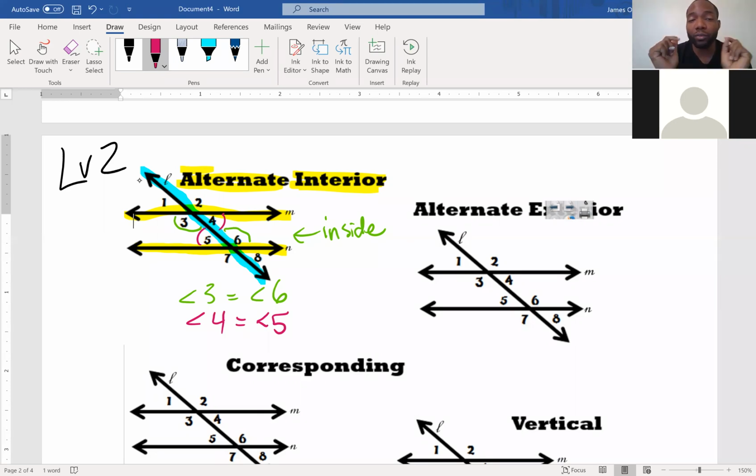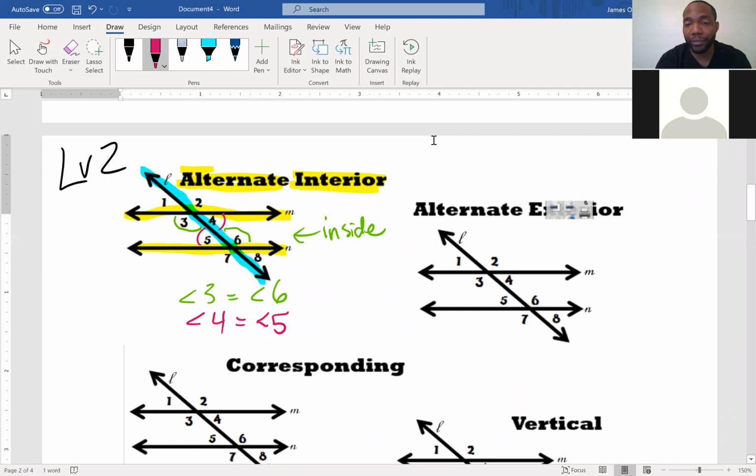And we know that they're equal because 4 and 5 are acute angles, which means they're equal. That's level one. And 3 and 6 are obtuse angles, and we know they're equal. Level one says 3 and 6 are obtuse, so they're equal. Level two says 3 and 6 are alternate interior angles, a different relationship, and that's why they're equal as well. 4 and 5 are acute, level one. Level two says 4 and 5 are alternate interior angles.